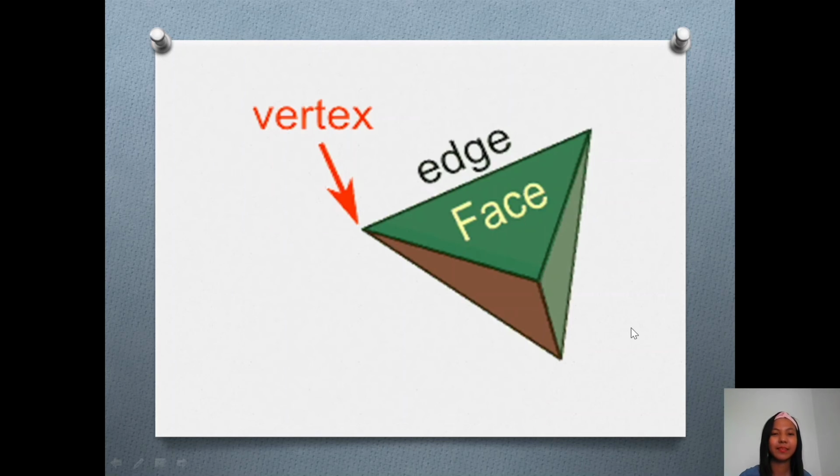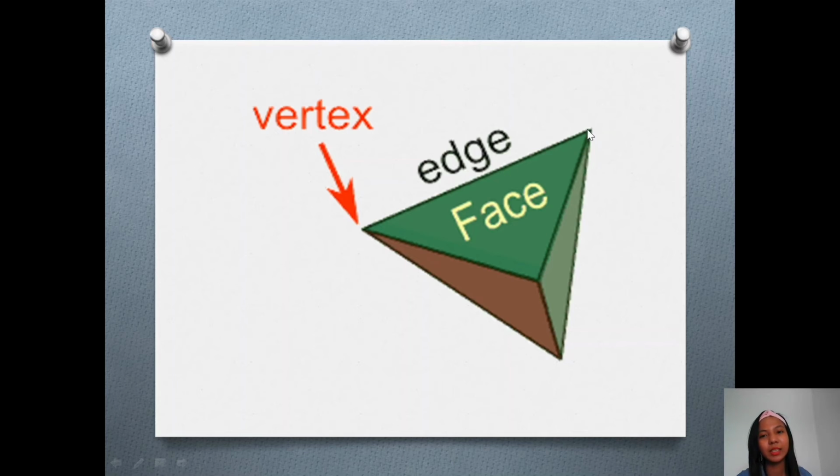Next, again, we will review our vocabulary. This one is a vertex, or a corner, or a pointed one, where two edges meet. Vertex, vertex, vertex.